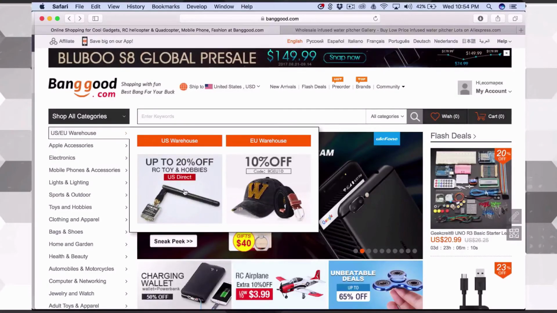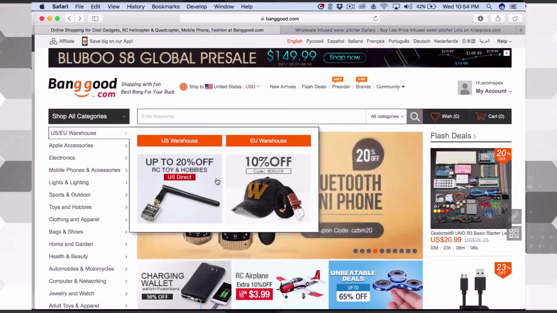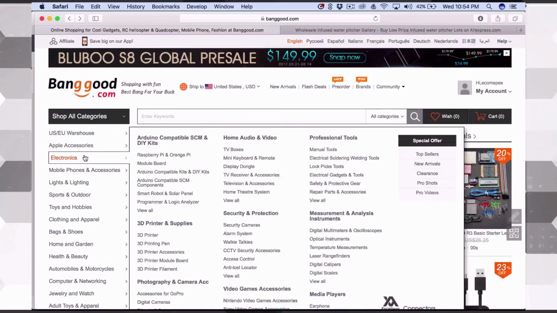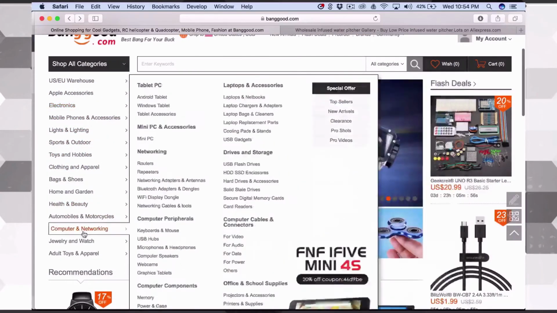So if I click on US warehouse or European warehouse, it's going to show me products that only come from those types of warehouses, right? Only from US, only from European. And then down here, you can see they have all different types of categories that you can choose from.